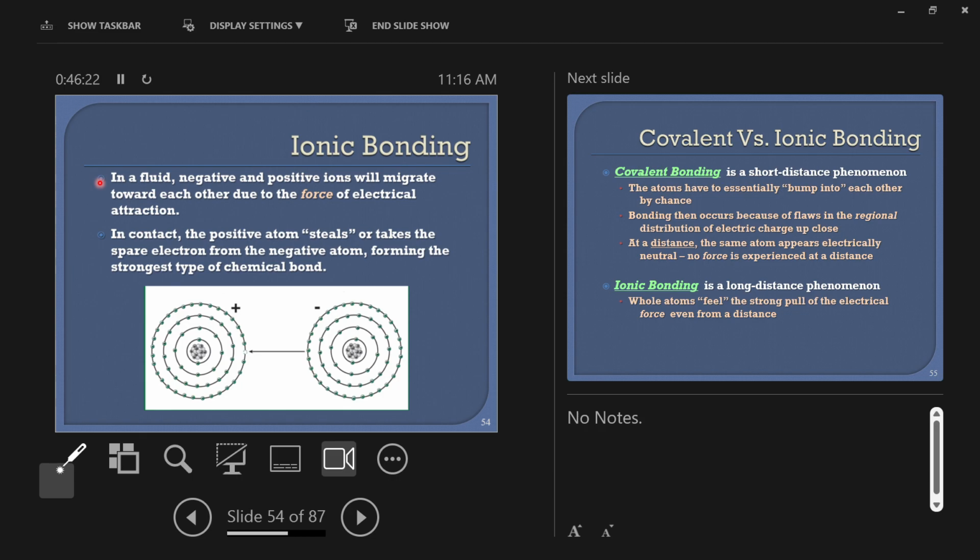Once they contact each other, the positively charged atom, which remember is missing an electron, will steal or take the spare electron from the negative atom, forming a bond. It's just going to borrow it, but the atom's not going to let it go, so they're going to bond up together, making an ionic bond.